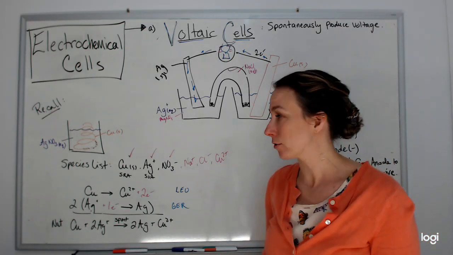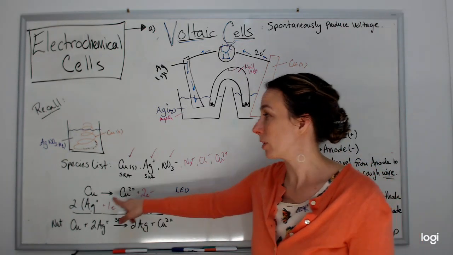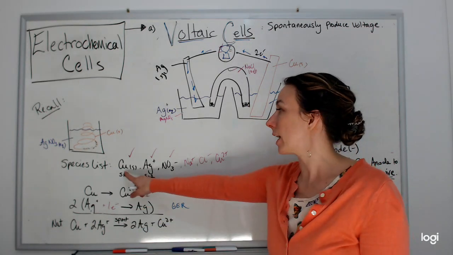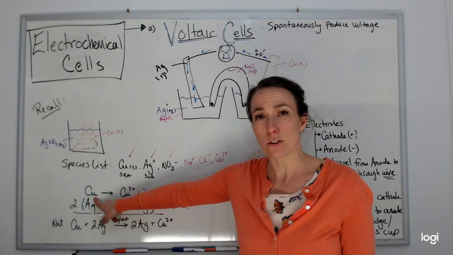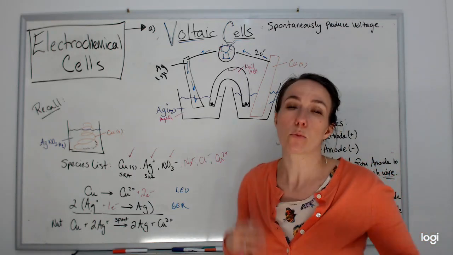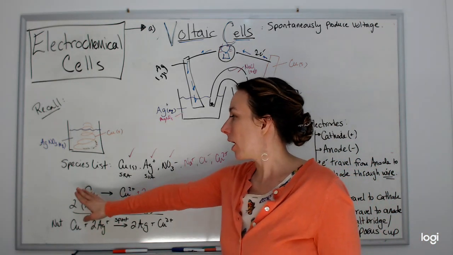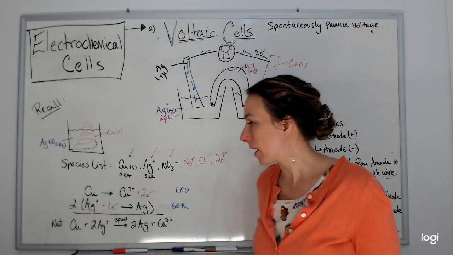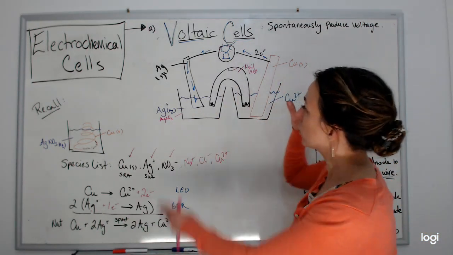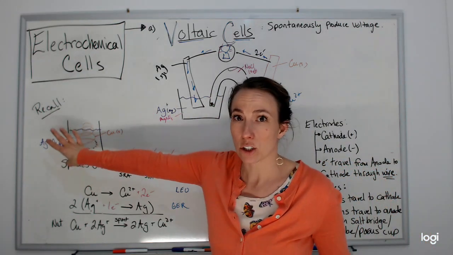Put your finger on your strongest oxidizing agent. Guess what? You're going to come up with Ag1+ is still your strongest oxidizing agent. Find your strongest reducing agent. You're going to find that copper is still your strongest reducing agent. So out of my species list, I've just added some really weak reducing agents and weak oxidizing agents. And so this is still my LEO, this is still my GER, this is still my net, and it's still spontaneous.